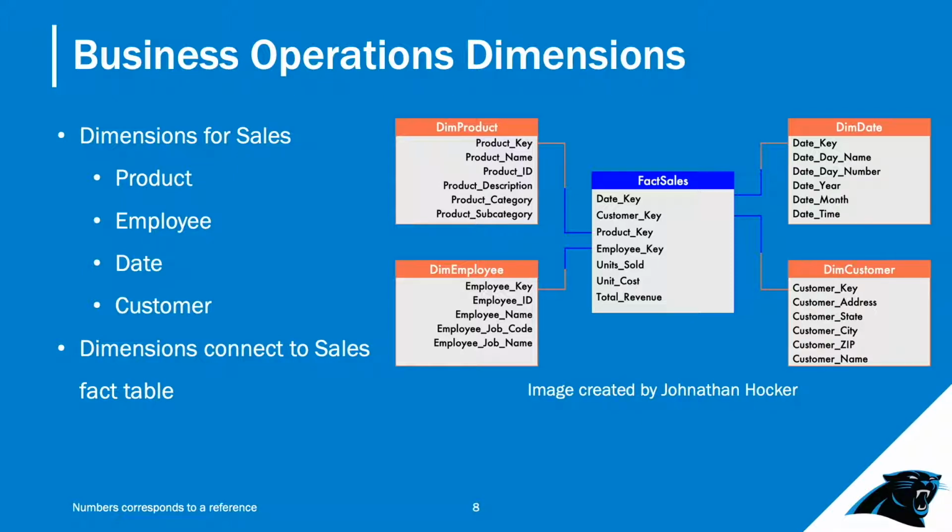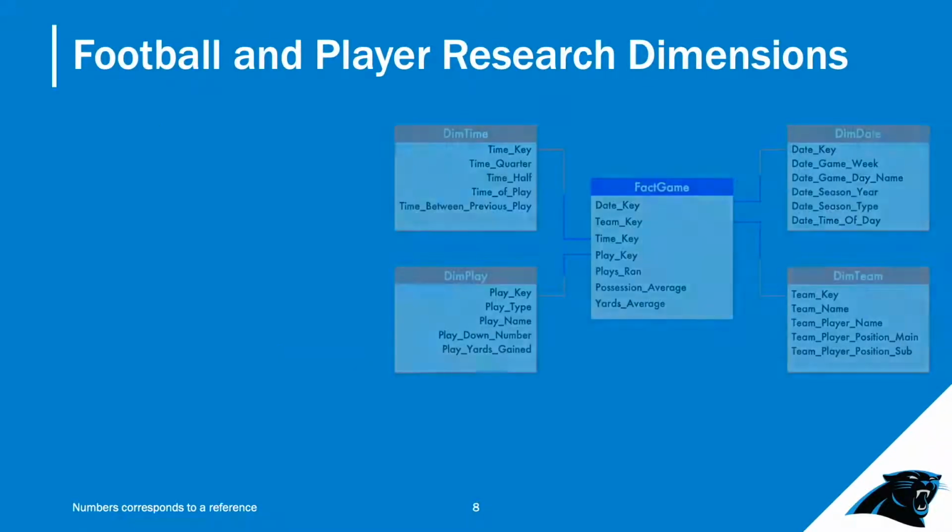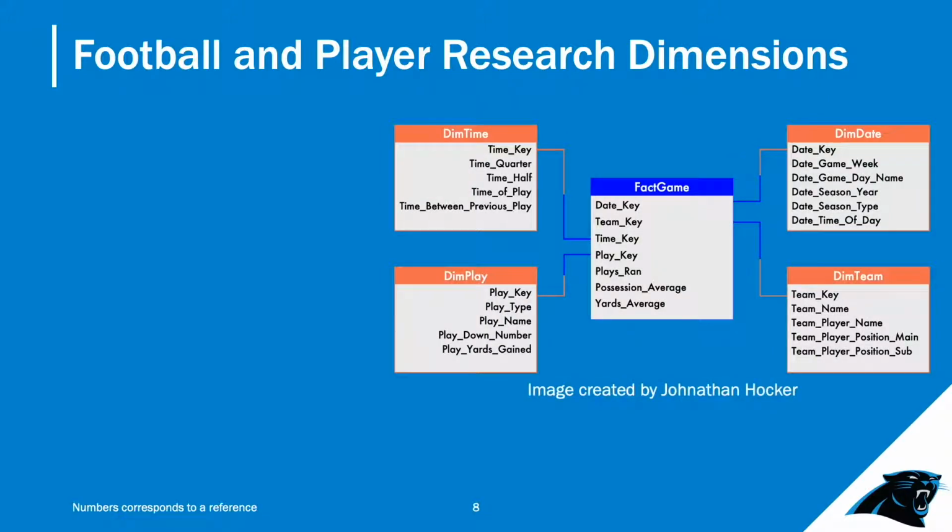In addition, measures created to calculate units sold, unit cost, and total revenue have been placed so users can query that information. The diagram on this screen showcases a model structure that the football and research team can utilize to analyze game information. The date table contains information regarding the time of occurrence. Fields such as game week, day of the week, whether it is a preseason, regular season, or playoff game, and more are contained in here.